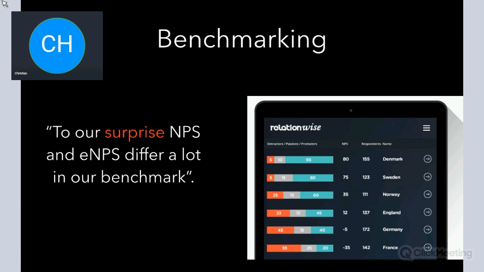when they did the first survey, they were surprised to figure out, for example, I remember we had a customer, and they are both in Denmark and Sweden, and the customers in Sweden were significantly less satisfied than the customers in Denmark. It's an eye-opener, and it's something you can act on. You know, let's focus on Sweden. One of our other customers said, to our surprise, NPS and ENPS differ a lot in our benchmarks. This is a cool big data analytics you can do in our dashboard.